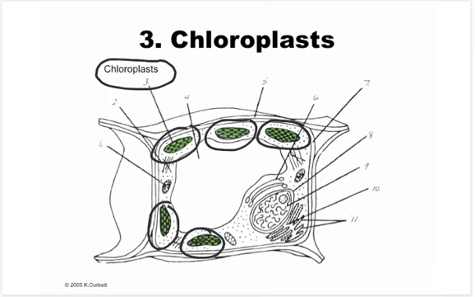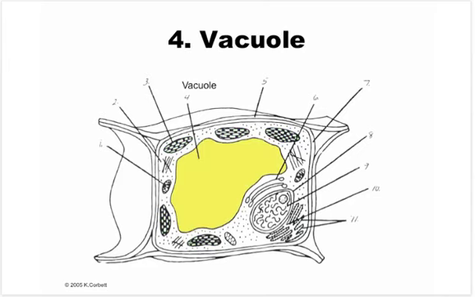Remember, the purpose of this lesson is just to label the diagrams with their names. We will discuss in class a little bit more about what each of these organelles do, what their job is for the cell. Number 4 is vacuole, the big vacuole in the center.